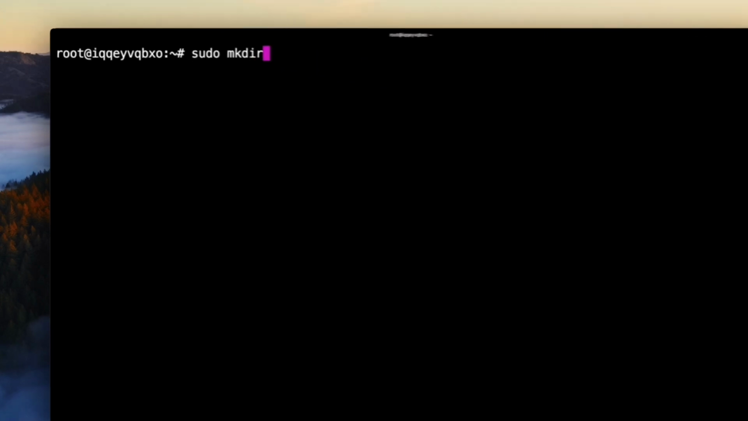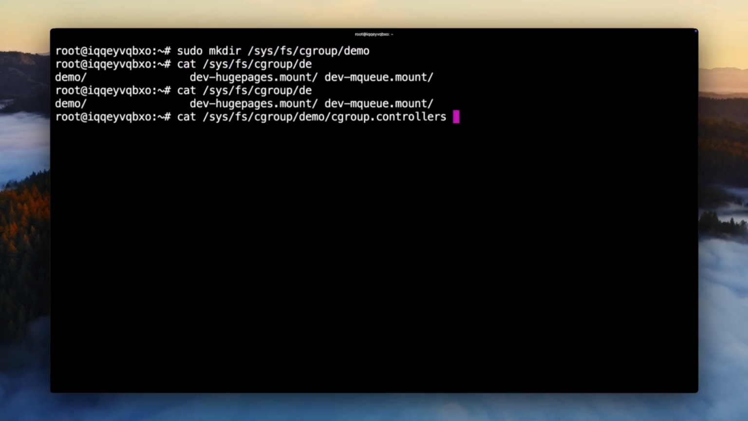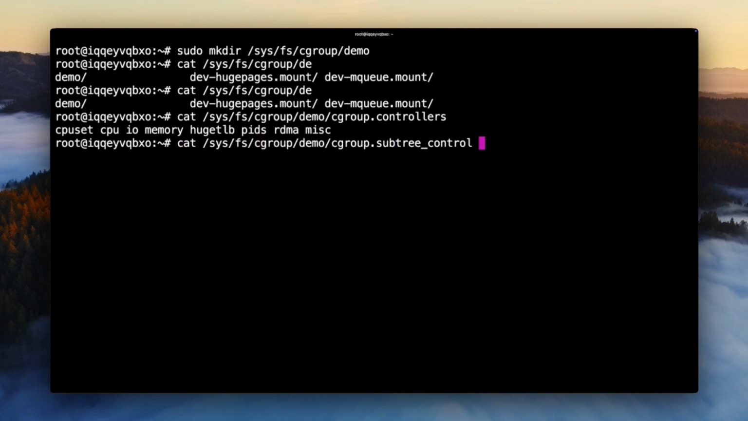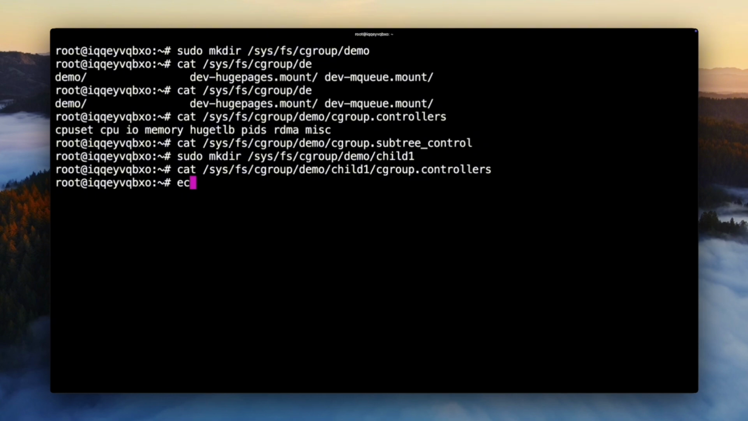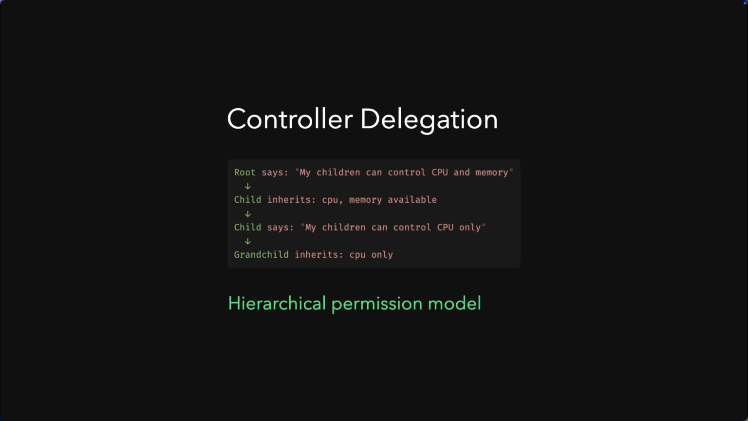Next rule is explicit controller delegation. Controllers must be explicitly enabled per subtree via cgroup.subtree_control. So the plus and minus syntax enables or disables. This is delegation. Root says my children can control CPU and memory. The child can then say my children can control CPU but not memory.